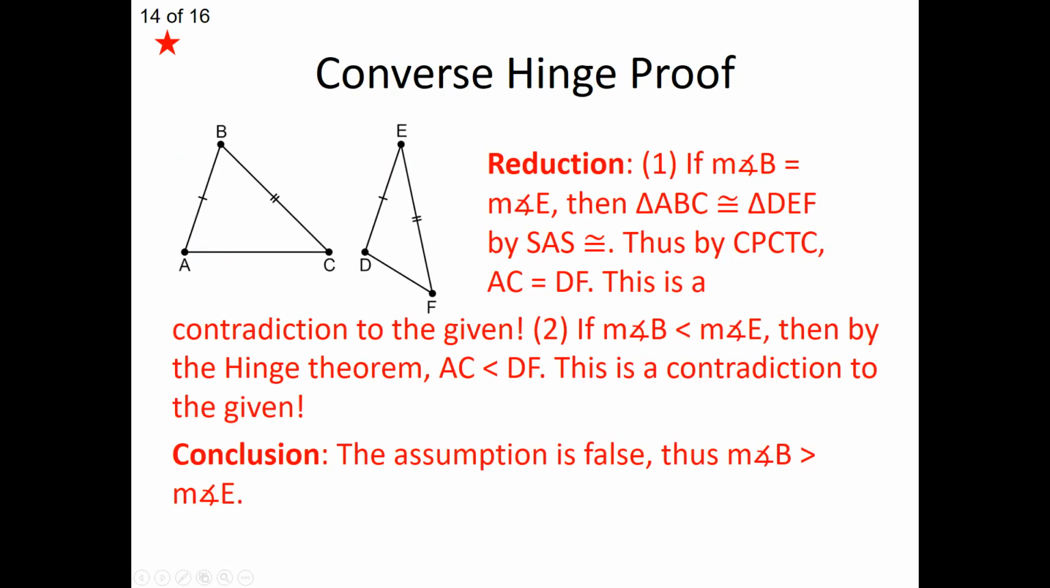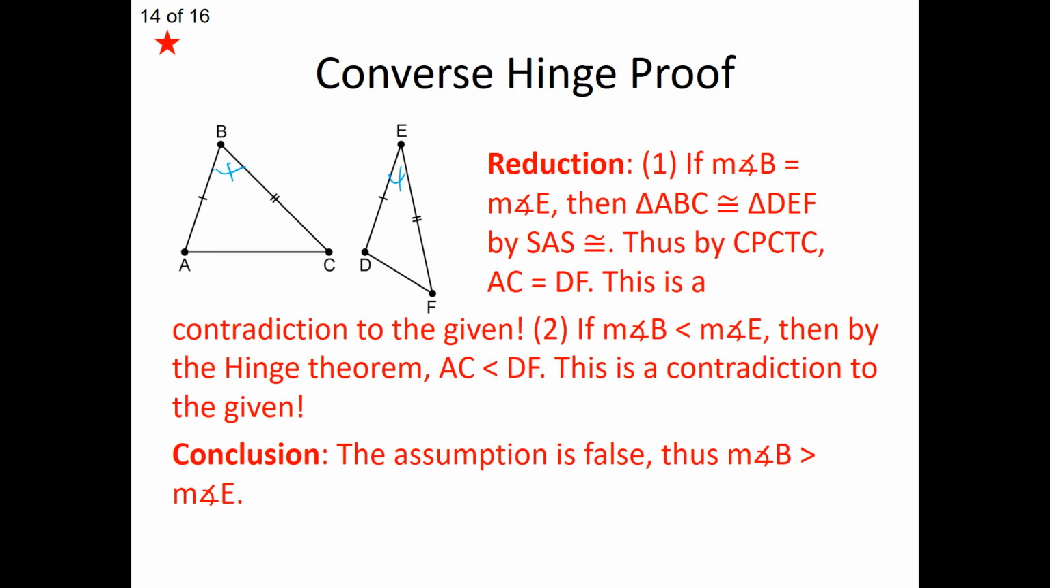Our reduction starts off in two parts. Part one: if angle B is equal to angle E, then what would happen? Take a look at our diagram. We're assuming that those two angles are equal. Look at those equal angles there. What then can we say about those two triangles? Those two triangles would have to be congruent by side angle side congruence. Triangle ABC is congruent to triangle DEF by side angle side congruence. Thus, by our best friend CPCTC, AC is equal to DF.